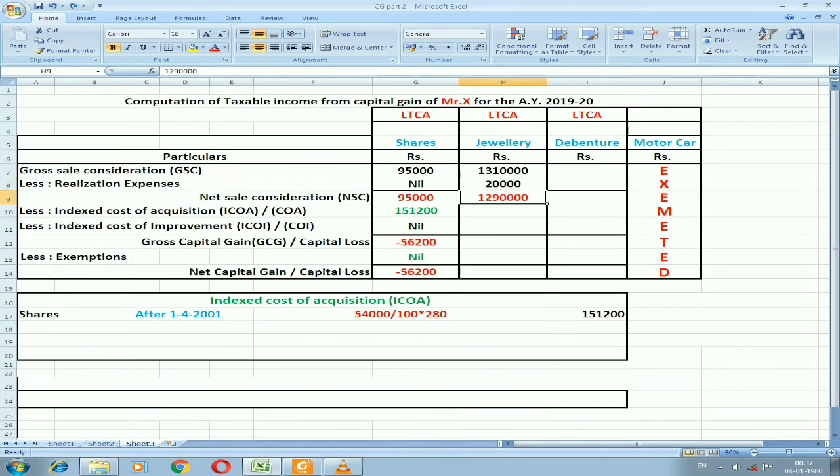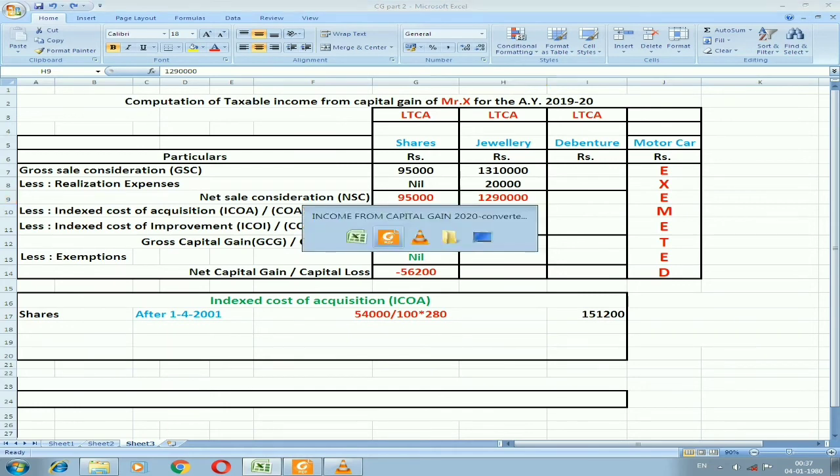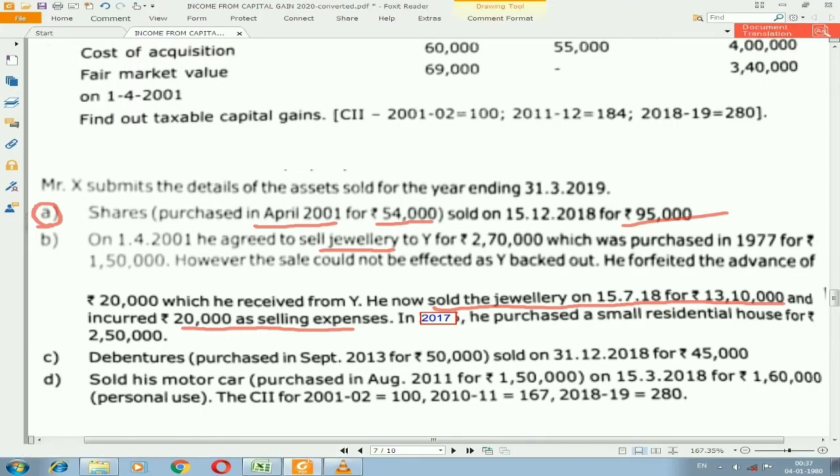13,10,000 minus 20,000, you'll get 12,90,000. Then I need to take the indexed cost of acquisition. While taking the indexed cost of acquisition, it was purchased in 1977 for 1,50,000, and they have not directly given the fair market value as on 1/4/2001, but they have given one hint: as on 1/4/2001 he agreed to sell the jewelry to Y for rupees 2,70,000.